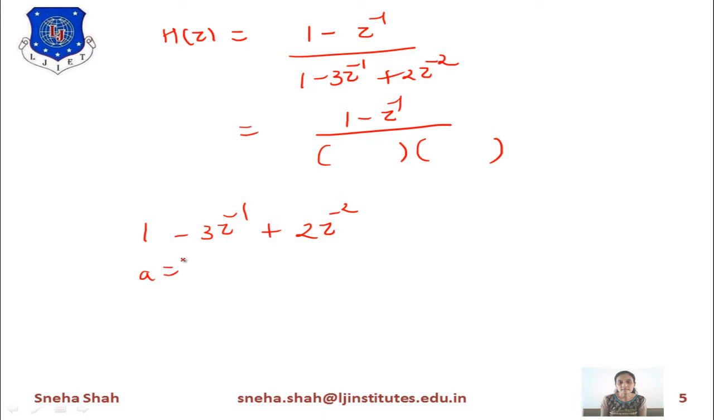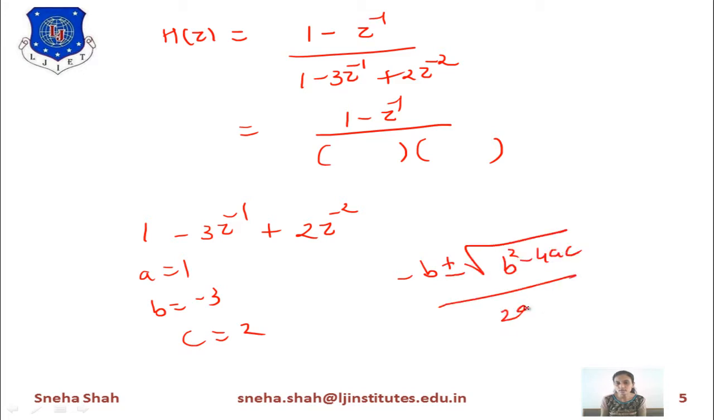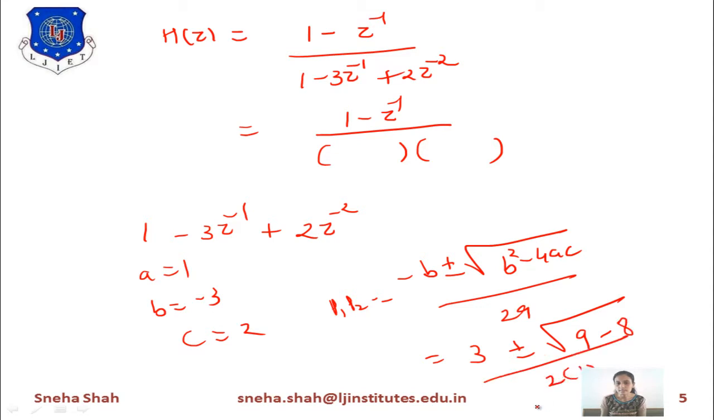So the value of A equals 1, B equals minus 3 and C equals 2, right? So I am starting with minus B plus or minus under root B square minus 4AC upon 2A, right? So this one gives pole 1 and pole 2. If I put in these values, minus B equals plus 3, plus or minus under root 3 square means 9 minus 4 into A into C means 1 into 2. 4 into 2 is 8, into 1 means 8, upon 2 into 1 means 2. 9 minus 8 means 1, under root 1 means 1.